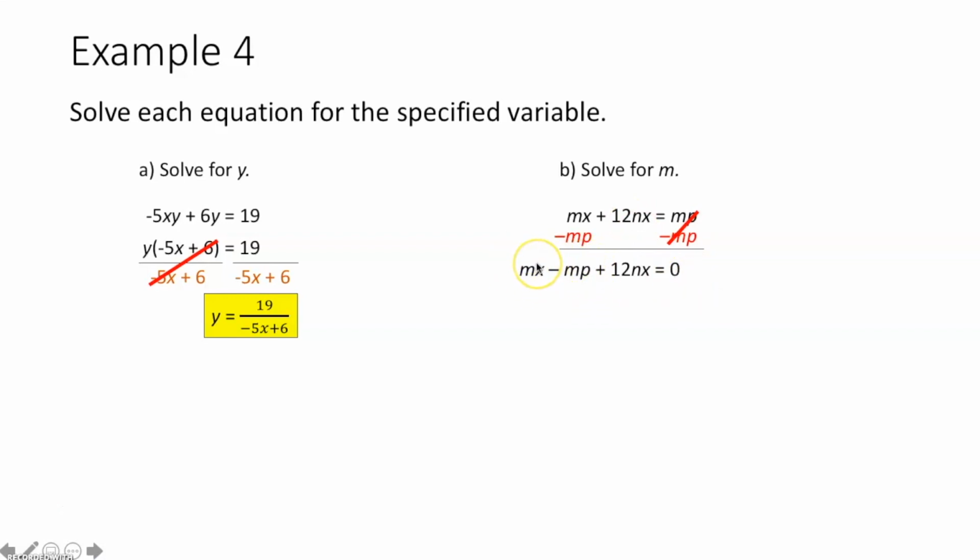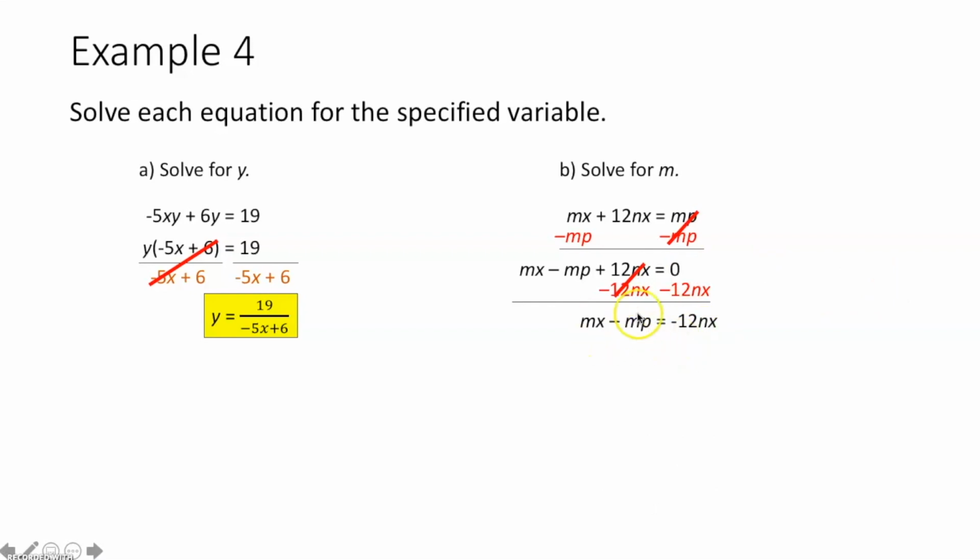So step 3, all the variables and constants we don't want got to go to the other side. So let's do that. We start with anything added or subtracted. So this 12nx has to go over here. How do we do that? Well, since it's plus 12nx, we do the opposite, the inverse. We subtract 12nx from both sides. We get mx minus mp is equal to negative 12nx.